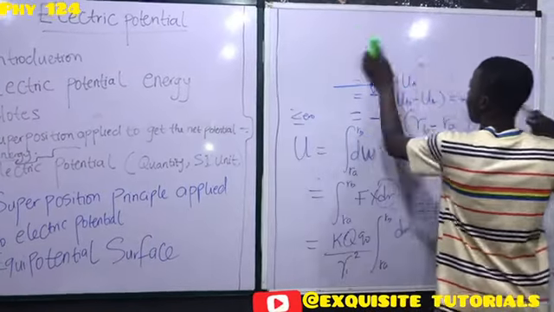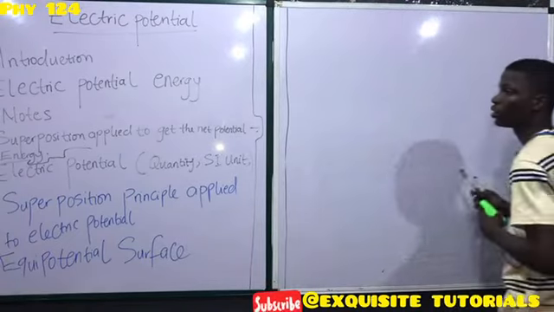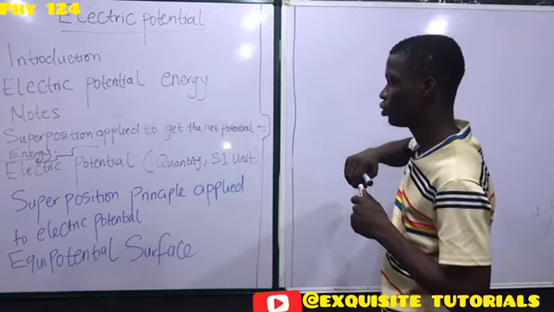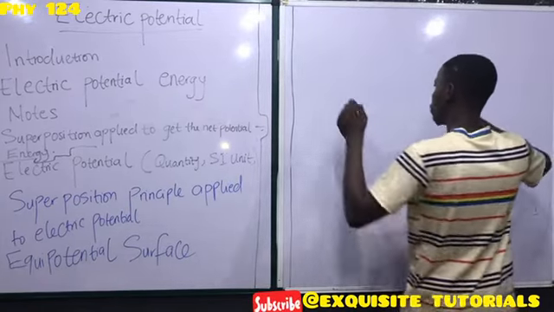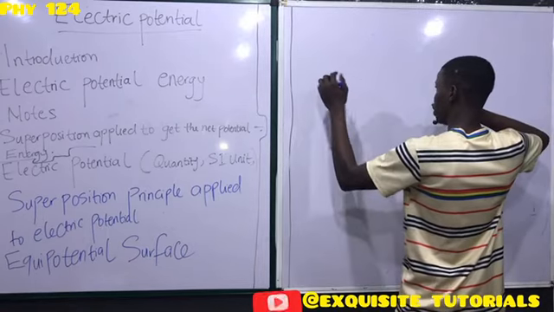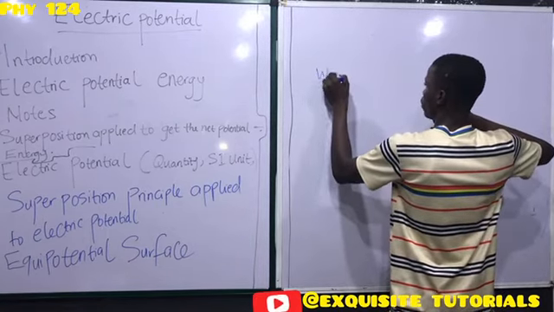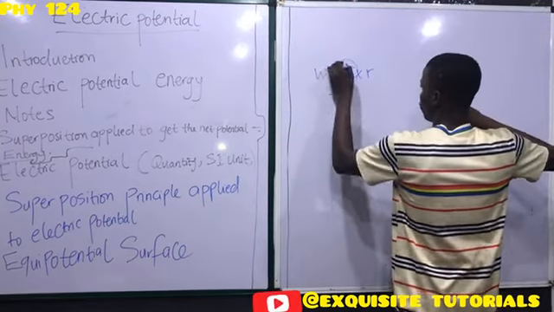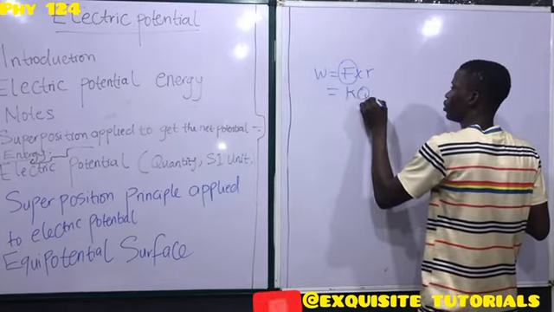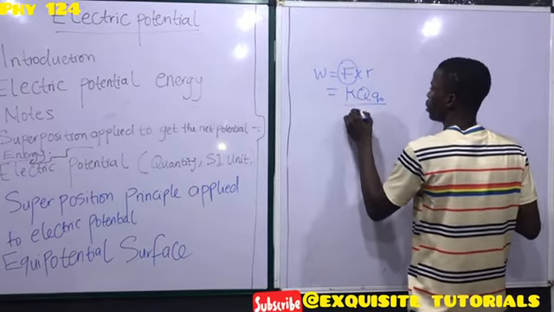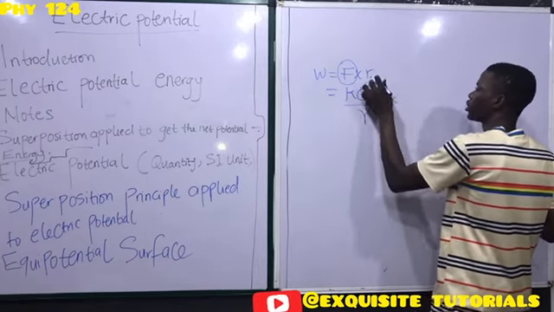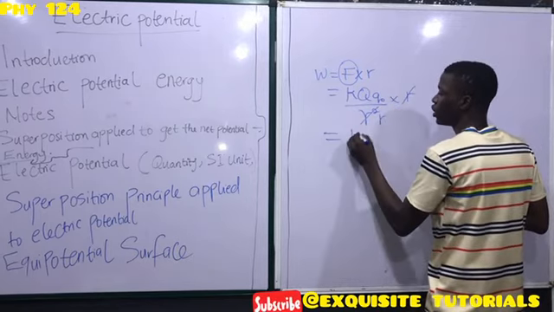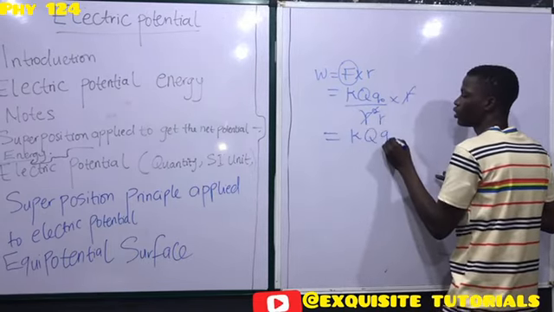Then the superposition principle applies to get the net potential energy. First of all, we know that energy, which equals work, is equal to the force times the distance, r. And our force from electrostatics is kQq0 over r squared times r, where q0 is the test charge. This arrow can cancel out this arrow, leaving just one arrow. So it is now equal to kQq0 over r.